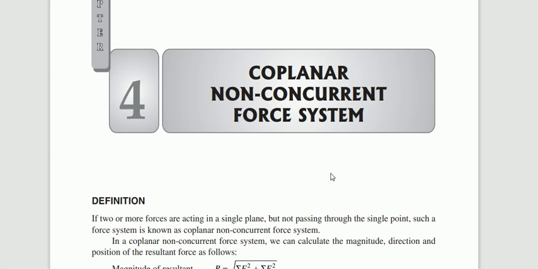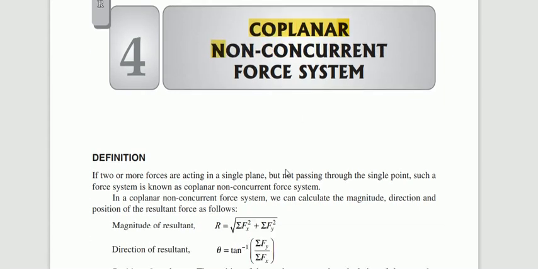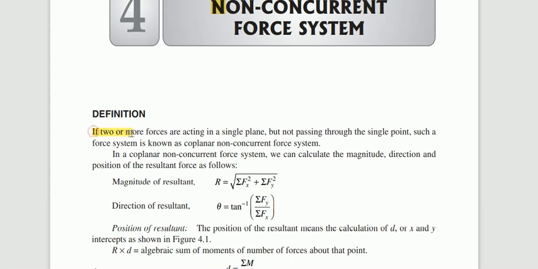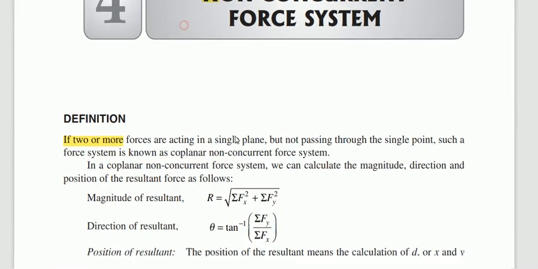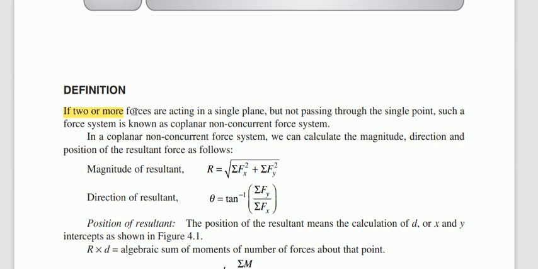While discussing the force system, we have discussed what we mean by coplanar non-concurrent force system. Coplanar means it is in a single plane. Non-concurrent means the lines of action do not meet at the same point. So if two or more forces act in a plane but do not pass through a single point, such a force system we call a coplanar non-concurrent force system.